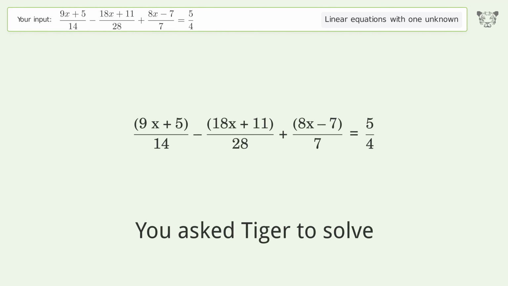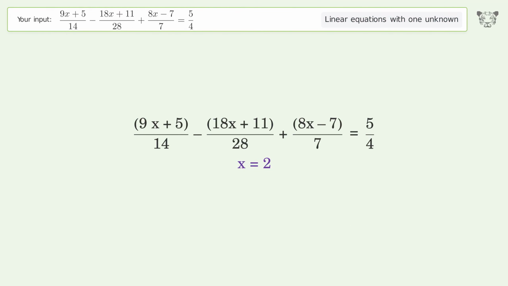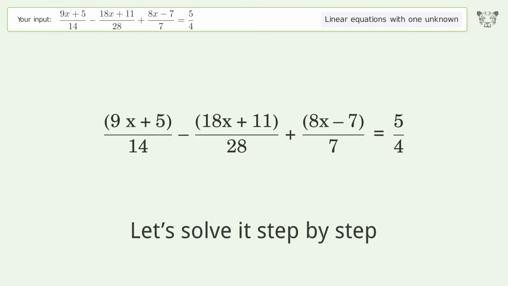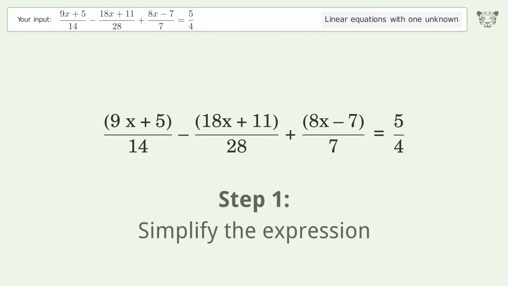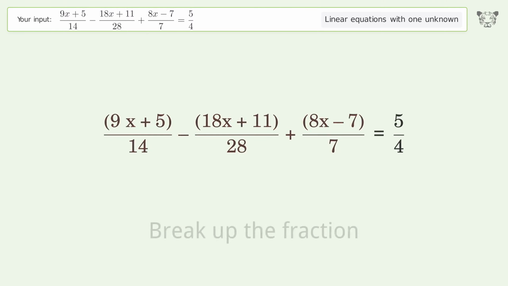You ask Tiger to solve. This deals with linear equations with one unknown. The final result is x equals 2. Let's solve it step by step. Simplify the expression. Break up the fraction.